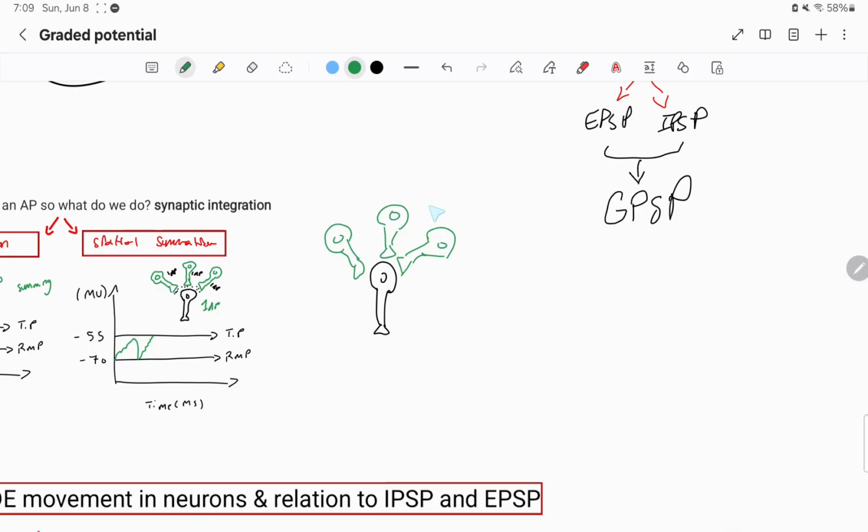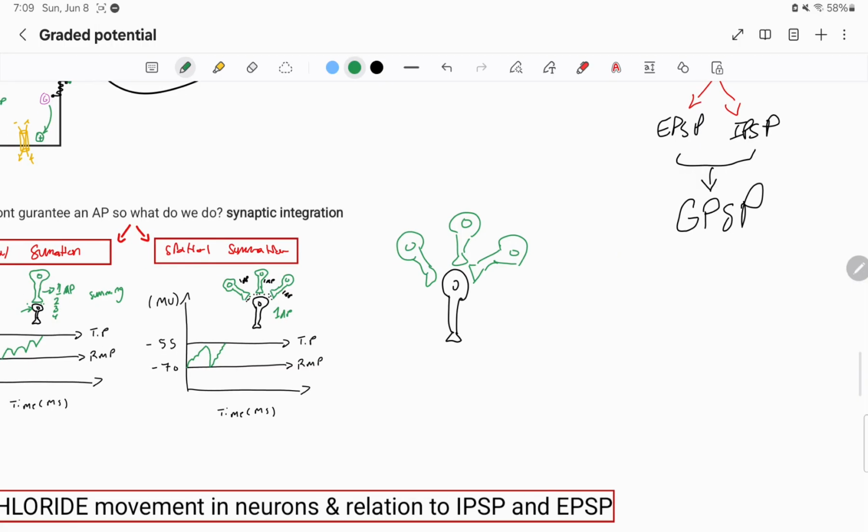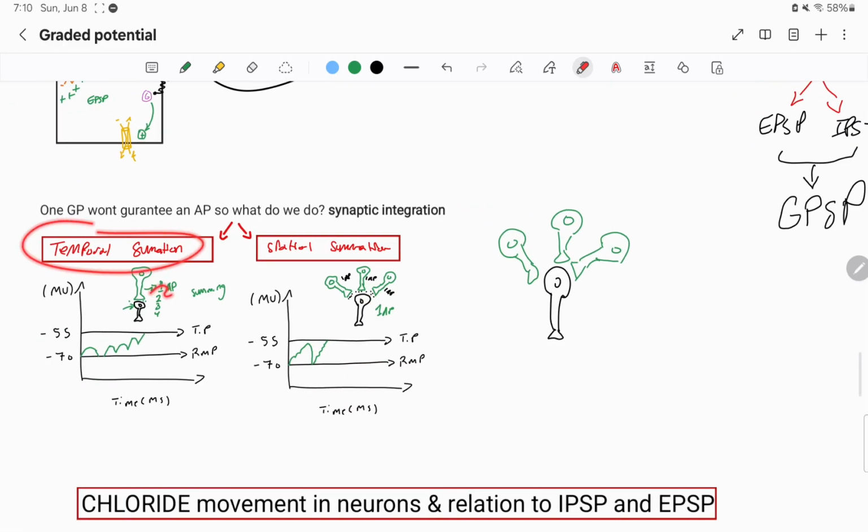So I would have multiple presynaptic neurons firing multiple times on a postsynaptic neuron. Because remember, spatial summation is multiple presynaptic neurons firing only once on a postsynaptic neuron, whereas temporal summation is a single presynaptic neuron firing multiple times. So if I add these two concepts together, this guy firing multiple times and this being multiple of these presynaptic neurons, I will get spatial temporal summation.